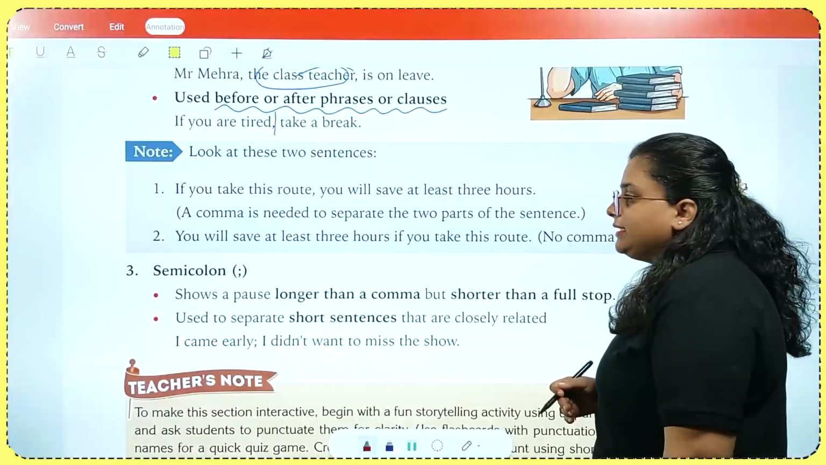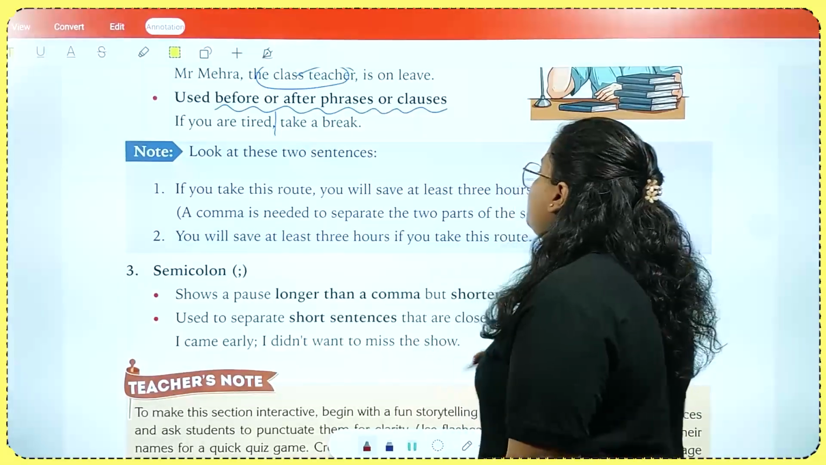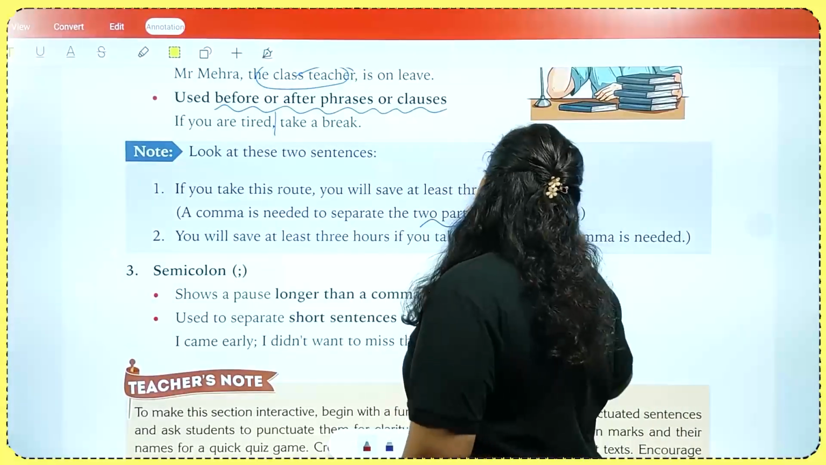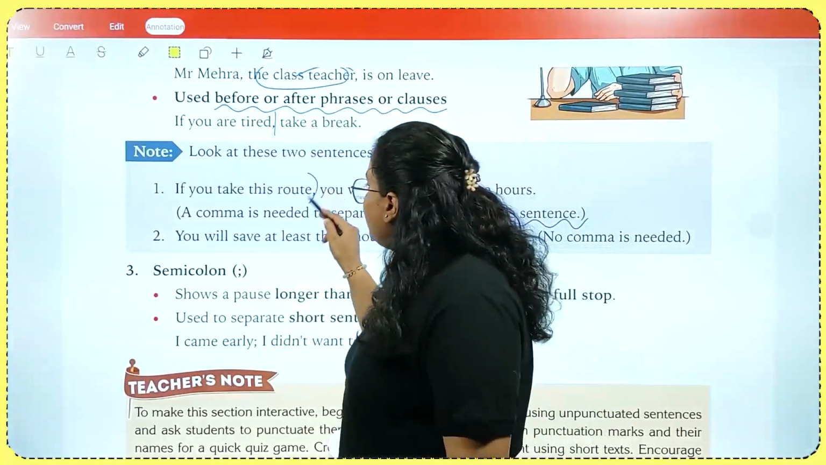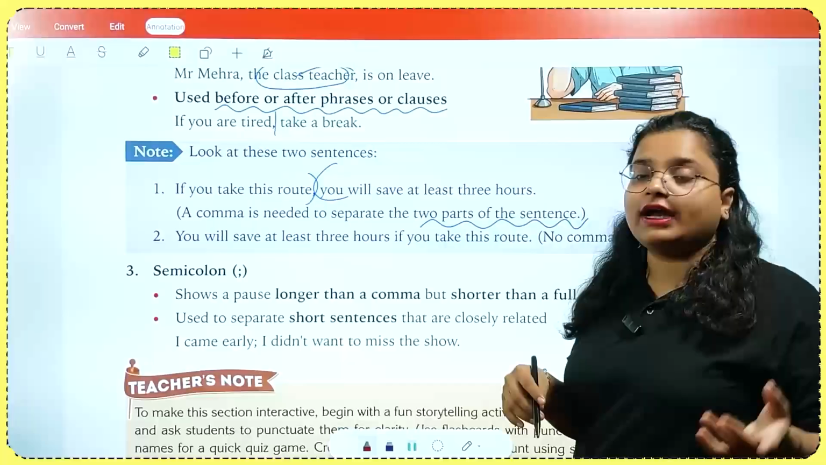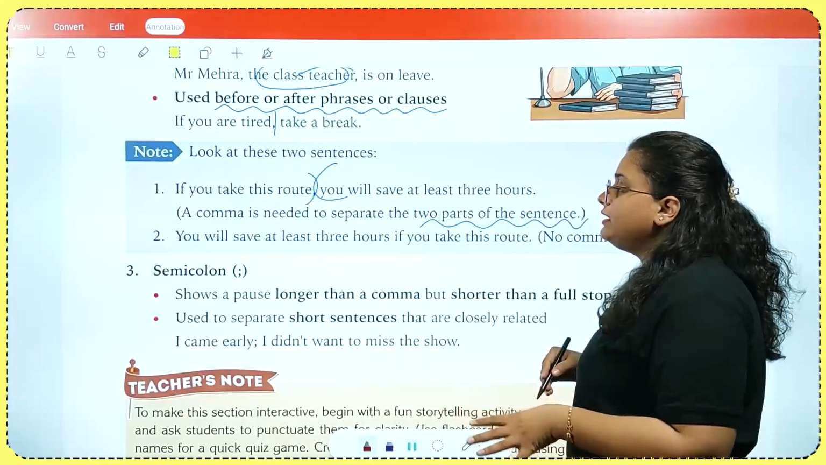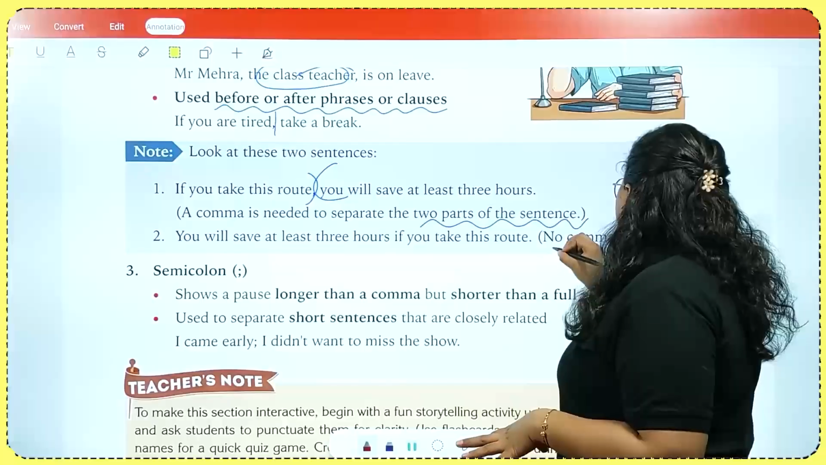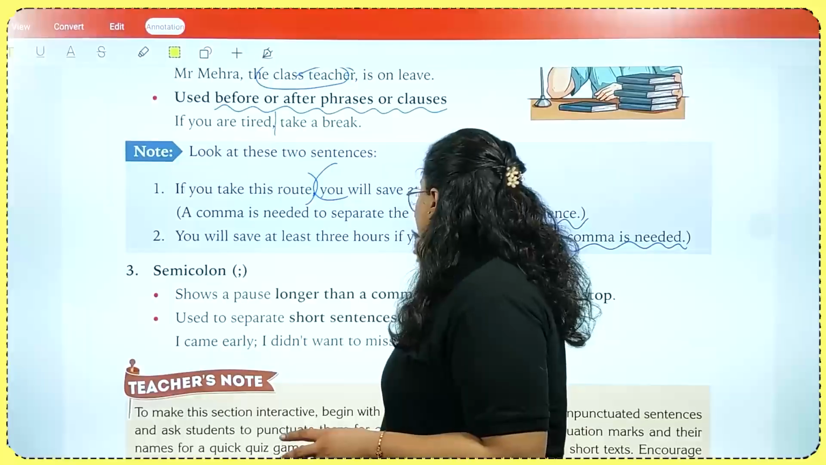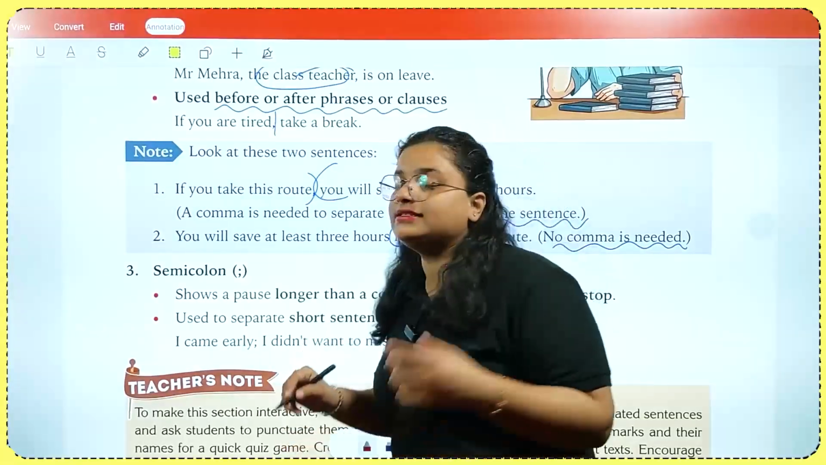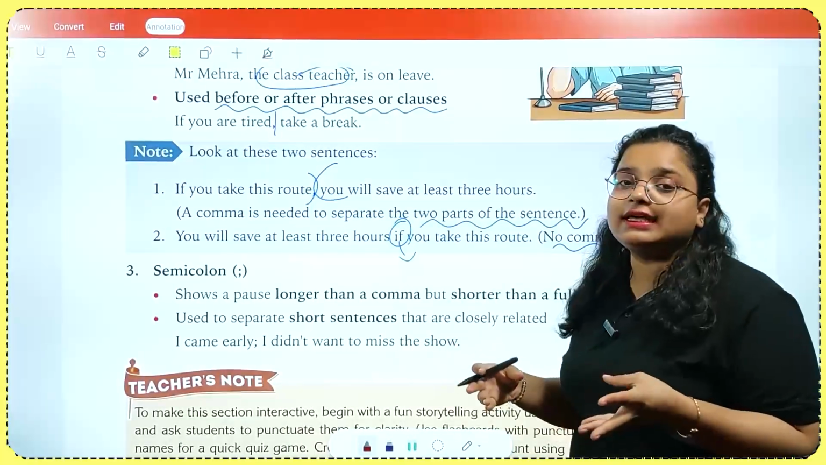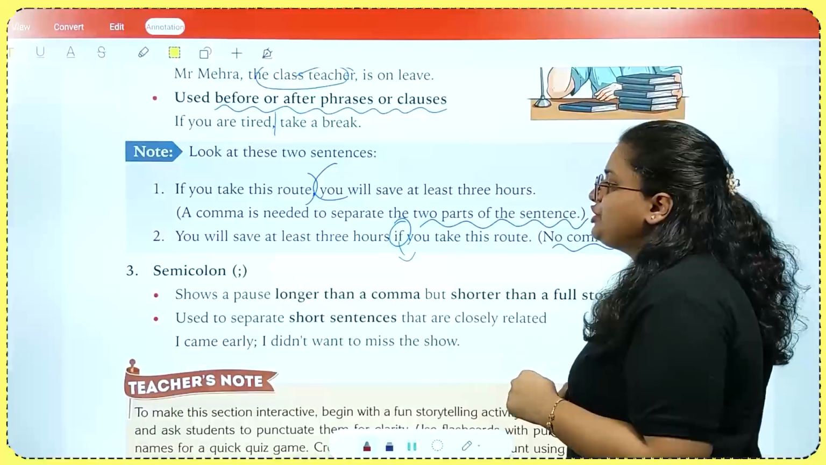Look at these sentences. If you take this route, you will save at least 3 hours. A comma is needed to separate the two parts of the sentences. Okay, this is the first part and this is the second part, which is telling you about the benefit of that route. Okay, you will save at least 3 hours if you take this route. No commas needed because here if is a conjunction and it gives reason. क्यों ये वाला रूट लेना है? इसलिए लेना है क्योंकि 3 घंटे बच जाएंगे.